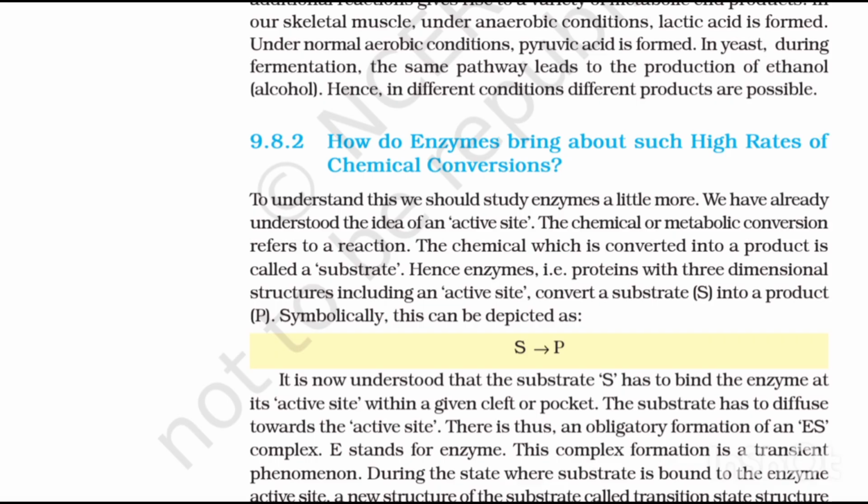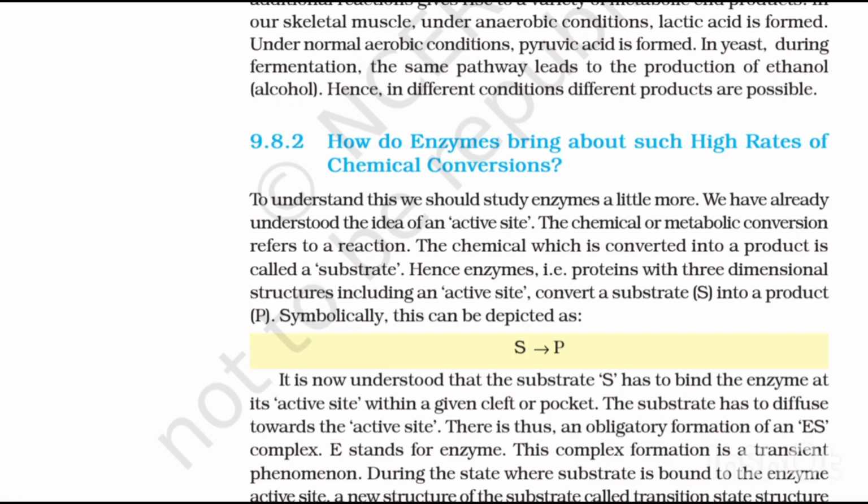How do enzymes bring about such high rates of chemical conversions? To understand this, we should study enzyme a little more. We have already understood the idea of an active site. The chemical or metabolic conversion refers to a reaction. The chemical which is converted into a product is called a substrate. Hence, enzymes, that is proteins with three-dimensional structures including an active site, convert a substrate S into a product P. Symbolically, this can be depicted as S gives P.